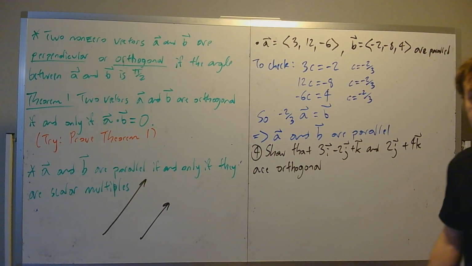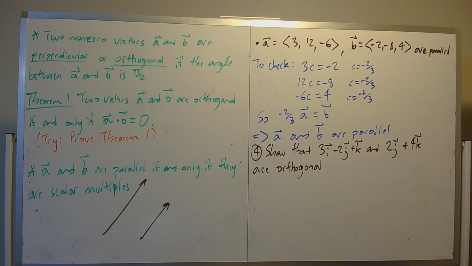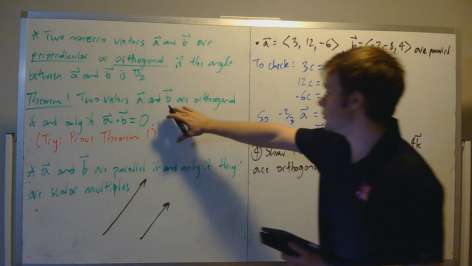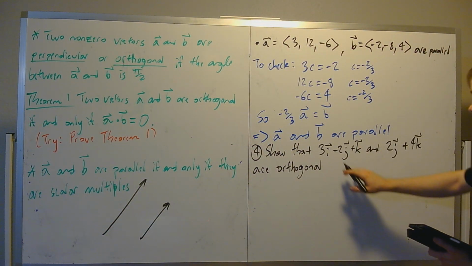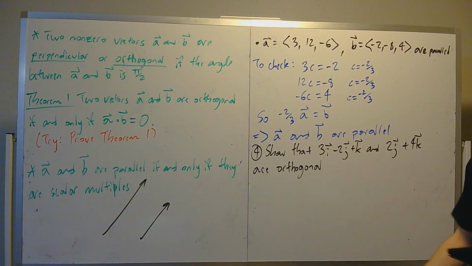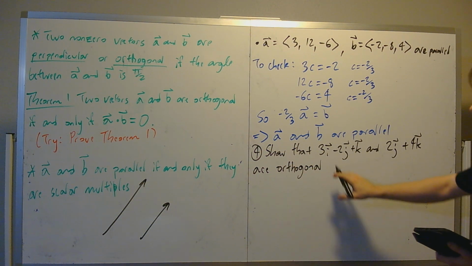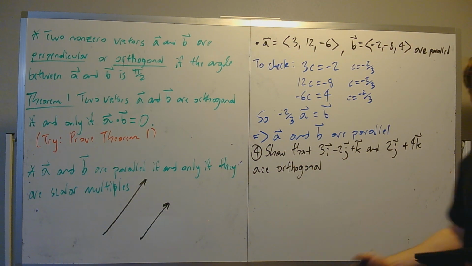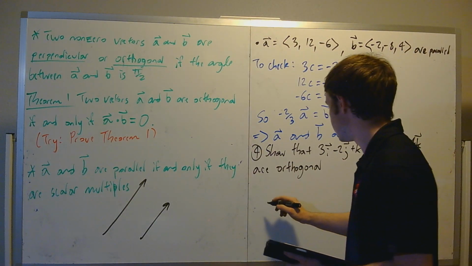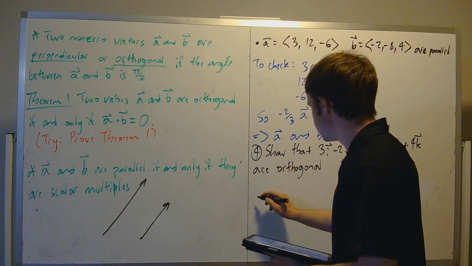Remember, orthogonal means perpendicular, and we said they're orthogonal if and only if the dot product is 0. So if we compute the dot product and it's not 0, then they're not orthogonal. If we compute the dot product and it is 0, then they are orthogonal. So all we have to do is compute that dot product.